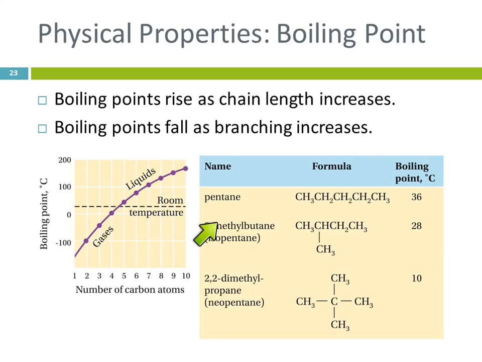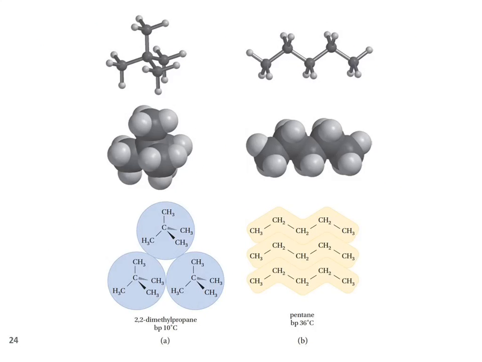We also see an effect with the branching. So here's pentane, which has 5 carbons. Here's 2-methylbutane, which also has 5 carbons. And here's 2,2-dimethylpropane, also has 5 carbons. These have the same molecular formulas, but the carbons are arranged differently. They are isomers of each other. Their boiling points are different. This one boils at 36, this one at 28, and this one at 10. And that has to do with the shape of the molecule.